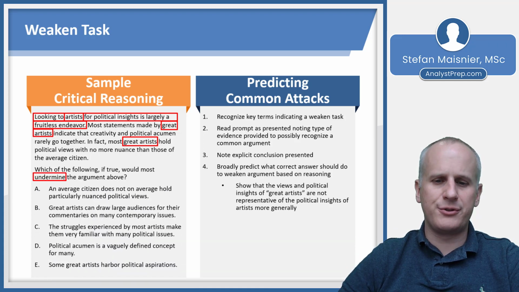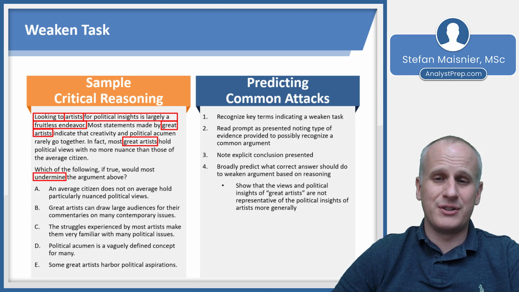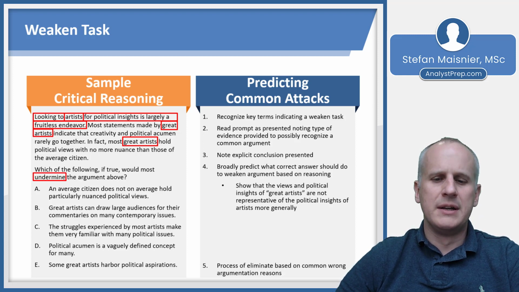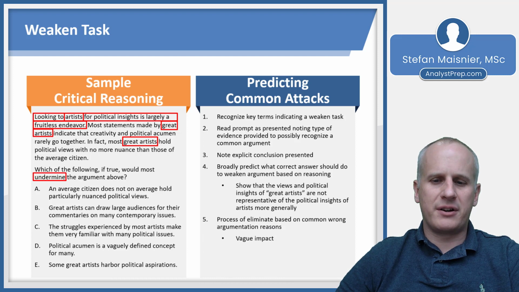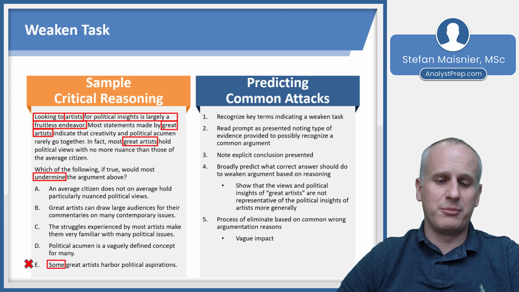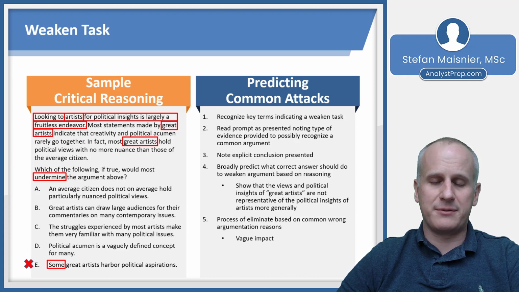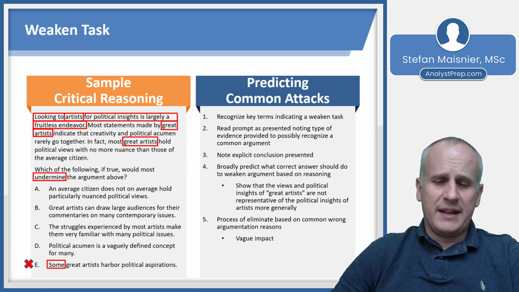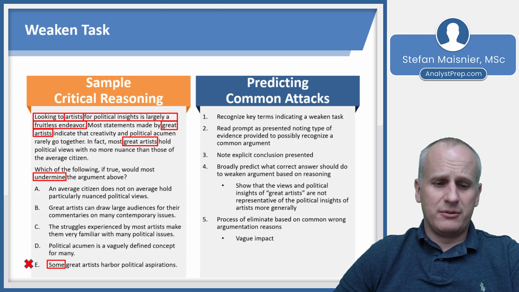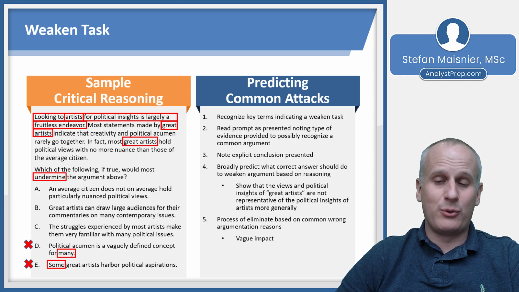So now we'll introduce our answer choices, because we don't really pay attention to those until we do our pre-work in the prompt. And we'll process of elimination based on our common wrong argumentation reasons, including vague impacts. So choice E, some great artists harbor political aspirations. Wonderful. That doesn't clarify anything for anybody, so we can eliminate choice E pretty immediately. Then we've got, political acumen is a vaguely defined concept for many. Okay, again, many. Does that mean artists or not artists? I don't know, so we're going to eliminate choice D as well.